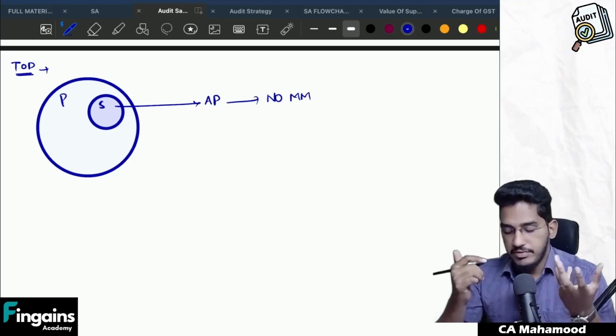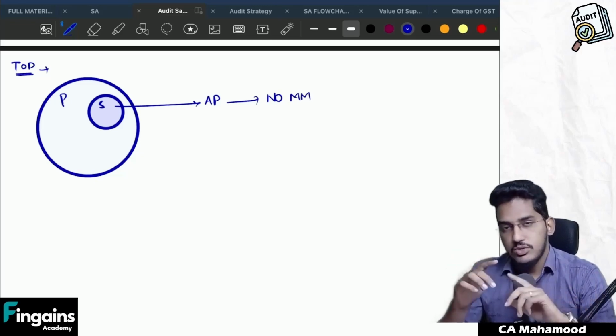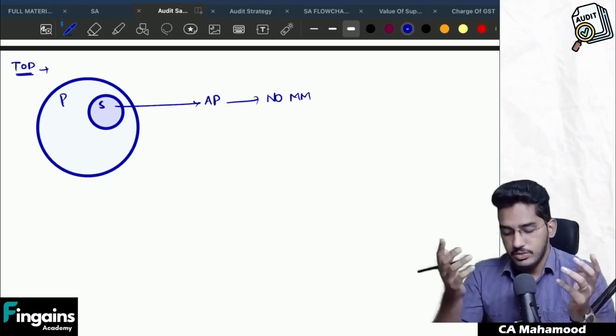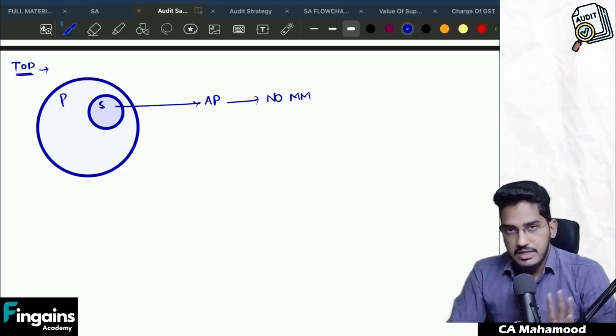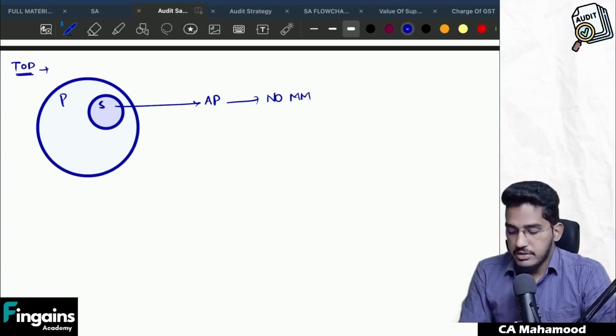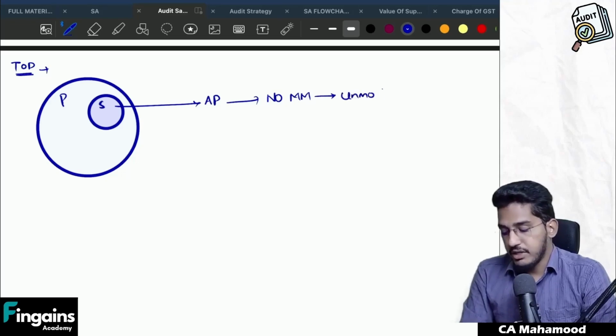Since in my sample itself I am unable to find any misstatement, I will conclude that in my entire population also there is no misstatement. So I have decided there is no material misstatement in the financial statements. If I have decided it, which opinion will I give? I have given an unmodified opinion.